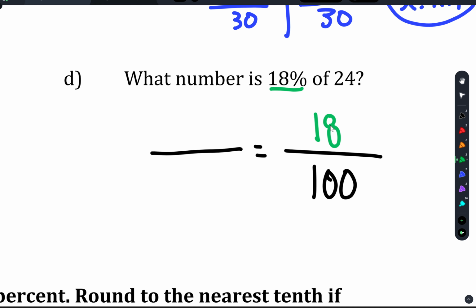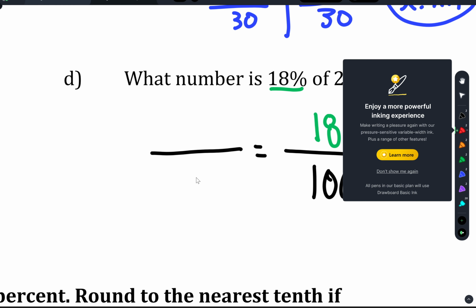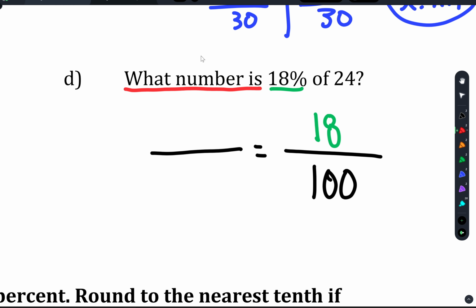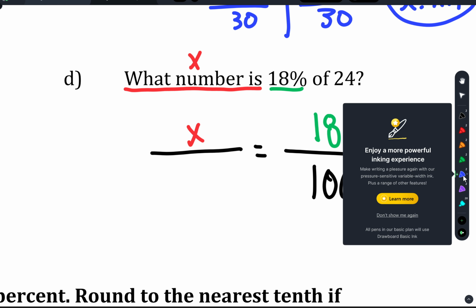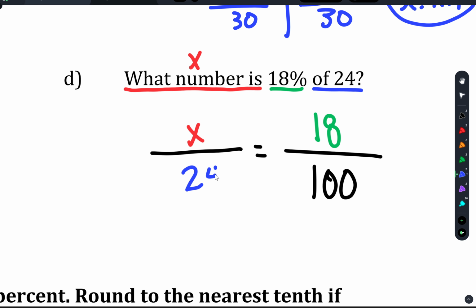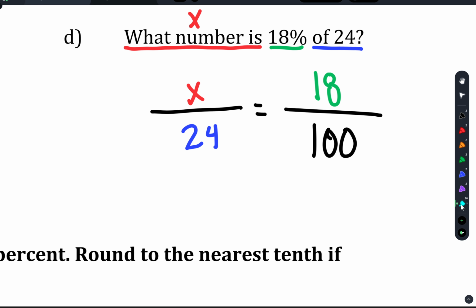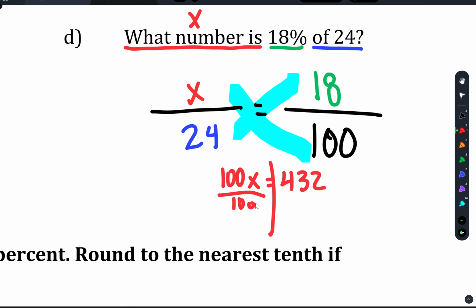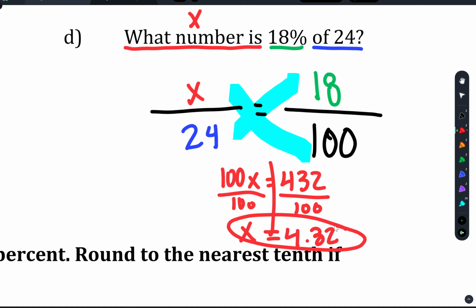Monica? Yeah, the x is our is. What number is? That's the x value. Of 24, that's the whole. So x over 24. Perfect. Cross multiply. I'm looking at 100x equals whatever 24 times 18 is, 432. Divide everything by 100 to get x equals 4.32. So 4.32 is 18% of 24.